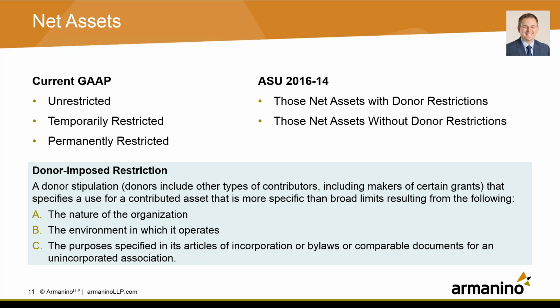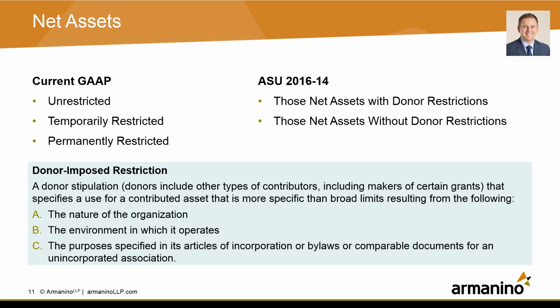But I want to spend some time jumping into one of the more significant components of this new standard, and that's our net asset classifications. So I know that just when all of us got really comfortable with classifying net assets as unrestricted, temporarily restricted, or permanently restricted, the FASB again has thrown us a curveball. I think they like to do this to keep us on our toes.